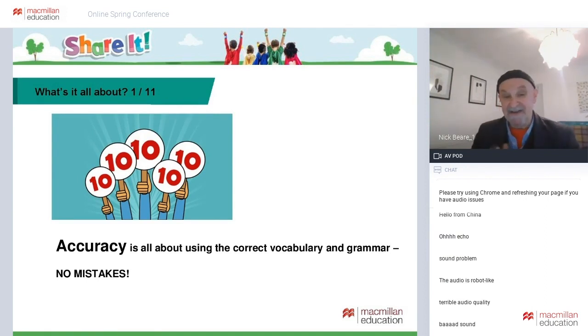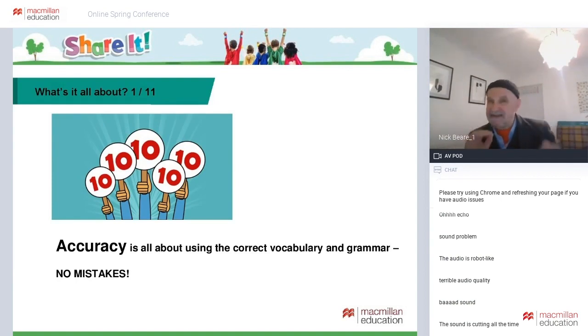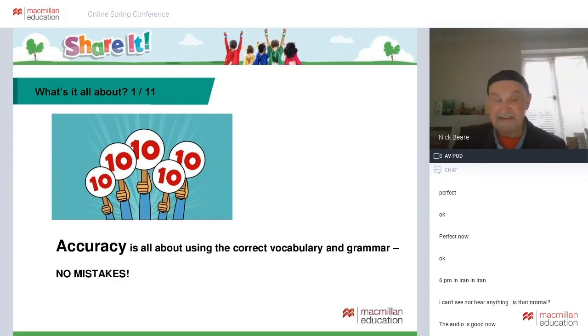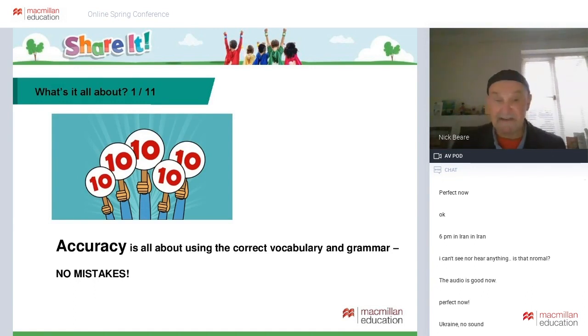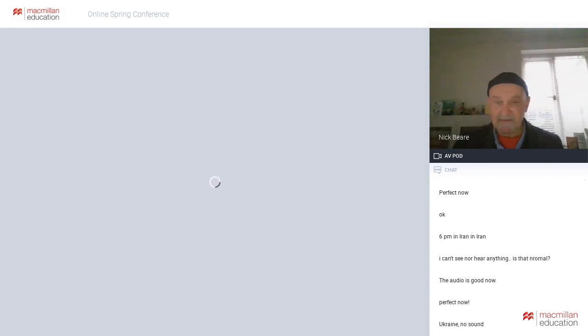Right, what's it all about? Accuracy and fluency. Well, as it makes clear, accuracy here is all about correcting vocabulary and grammar. No mistakes. We don't want any mistakes. Let's carry on now, quickly about what the difference is and why fluency is a bit of a problem in the class. So accuracy, everybody understands, is all about correct vocabulary and grammar and no mistakes at all.